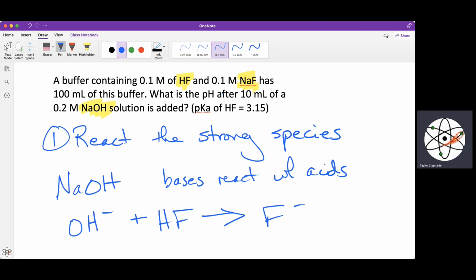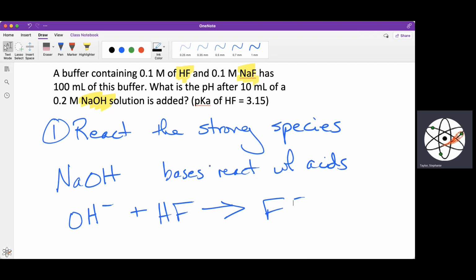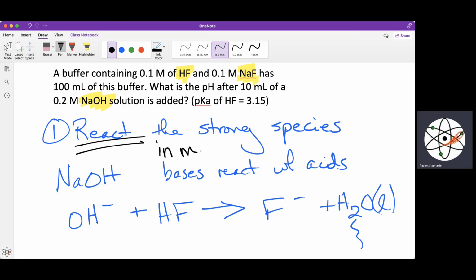I again got rid of the spectator ion, I got rid of the sodium. If you guys want to see it, we can put it off to the side, but it's not going to affect the pH, so I've left it out here. So this is the reaction I then care about. To make it balanced, we can go ahead and put water, but it's a liquid, we're not going to calculate that either. So since I'm reacting the strong species, this means I have to do this in moles.